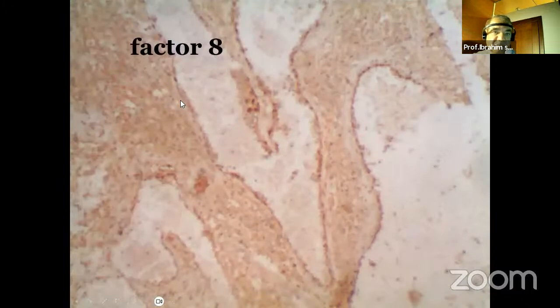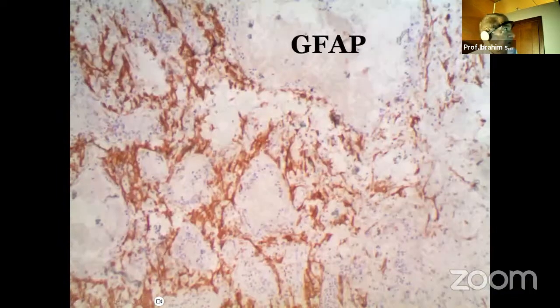You can see the lining of the endothelial cells. It's positive brown staining. And you can see the blood vessels are very abnormal in shape, dilated and ectatic, close to each other. This is typical of cavernoma.